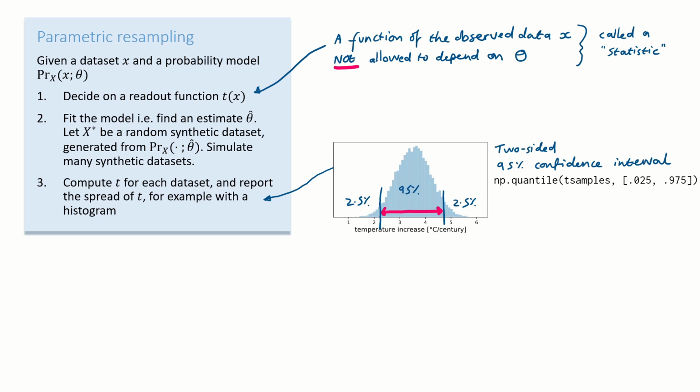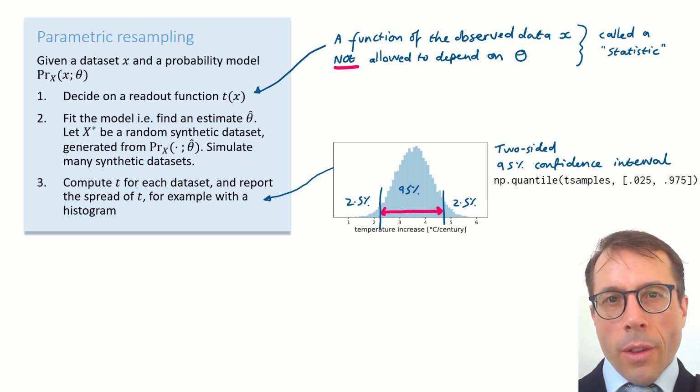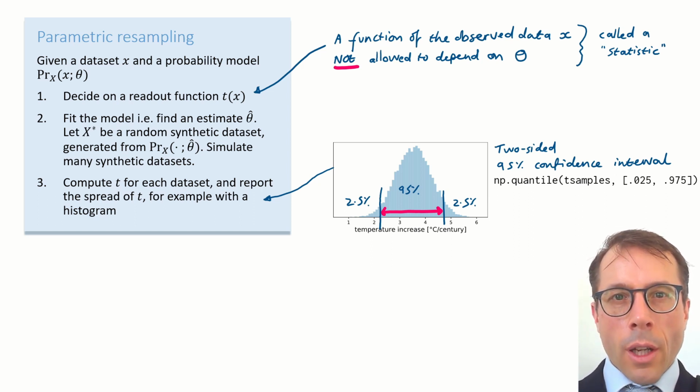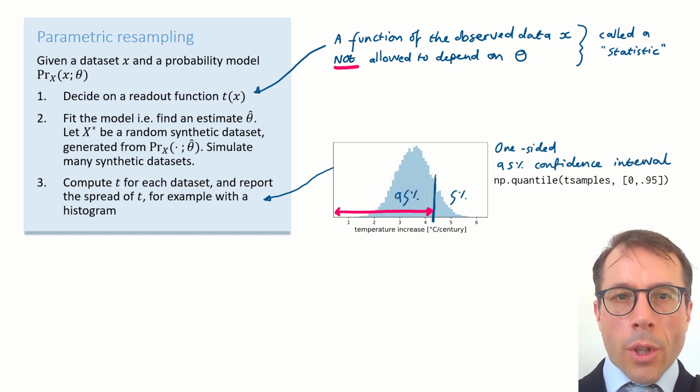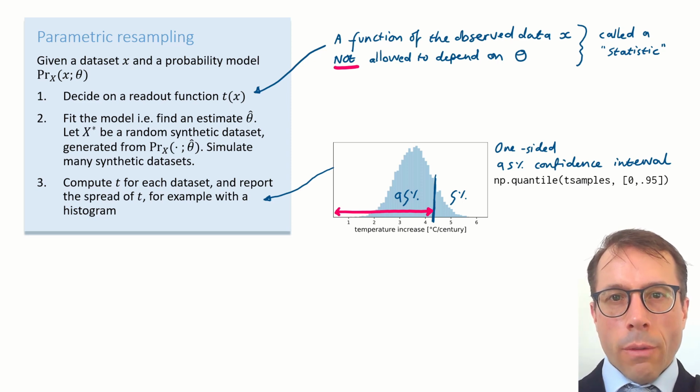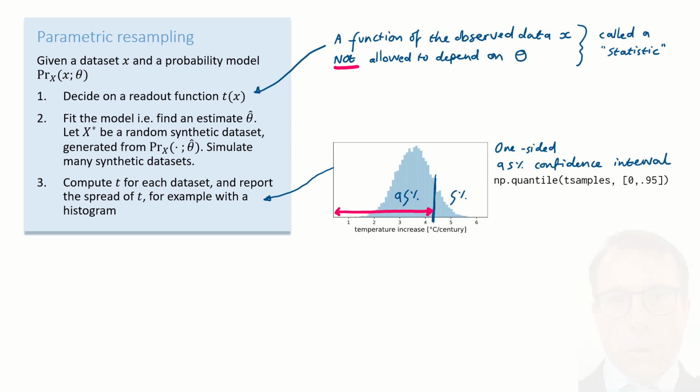There's a one-liner in NumPy for getting these bounds, numpy.quantile. There's nothing magic, though, about choosing the bounds with equal-sized tails, like I've done here. I could perfectly well ask for a one-sided confidence interval and say, I'm 95% certain that the estimated rate of temperature increase is less than this upper bound. It's up to you which confidence interval to report based on what your audience wants to know.